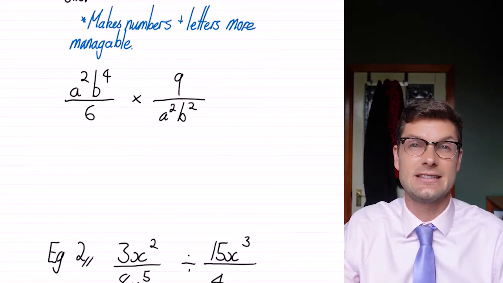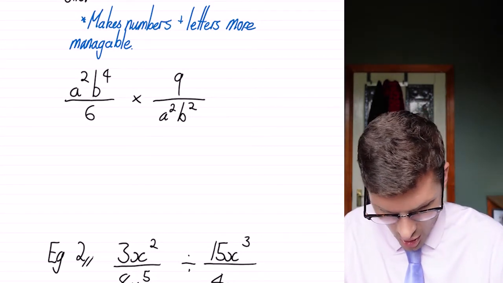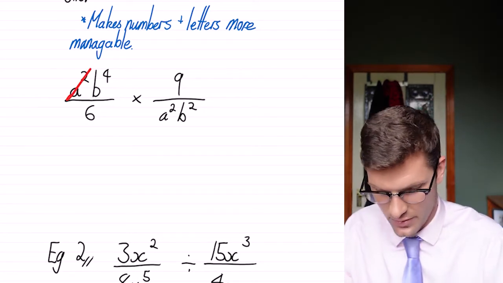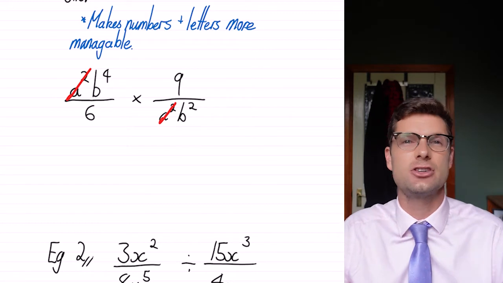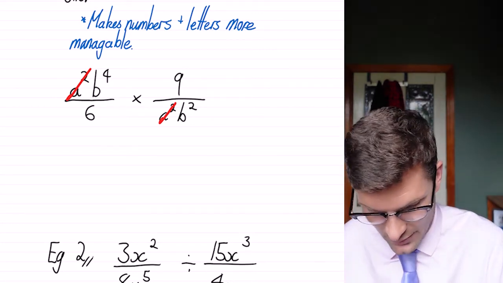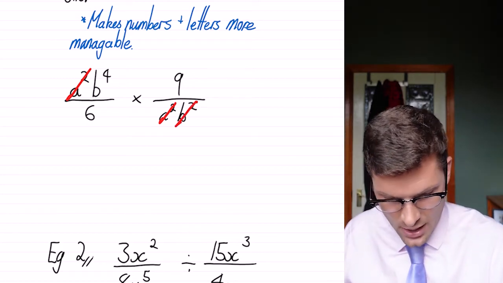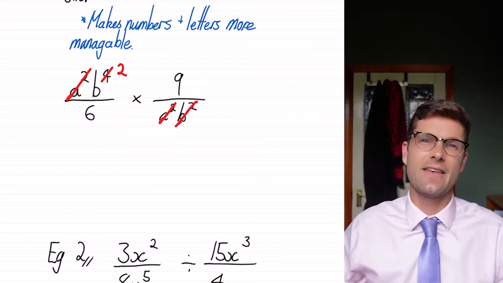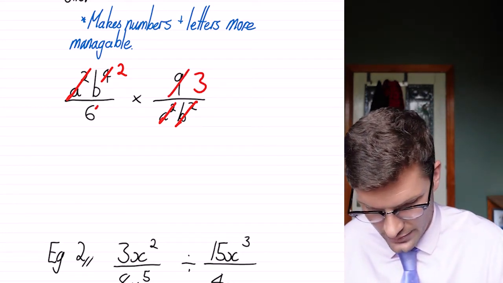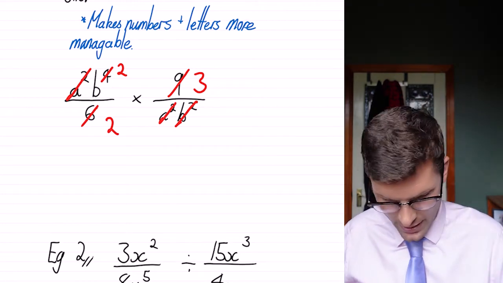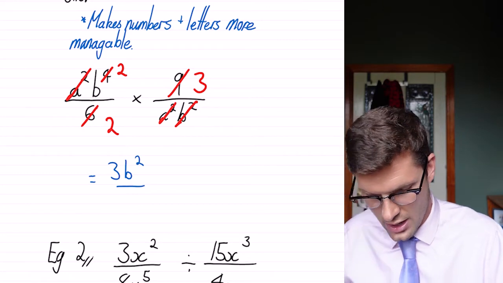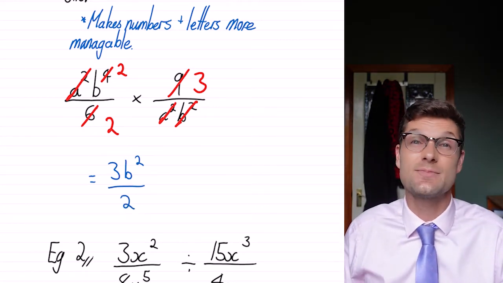So we're just going to have a look at this example again. In this one, I can see straight away that there's an a squared on the top of this one and an a squared on the bottom of the other one. So because eventually they're going to be jammed together, I can simplify early. And the same thing with these b's. There's 2 b's there, they get rid of 2. And then the 6 and 9, the same thing's going to happen. They've got a common factor of 3, so I can throw those away straight away. And that leads me to the answer 3b squared over 2, just a little bit without as much work.